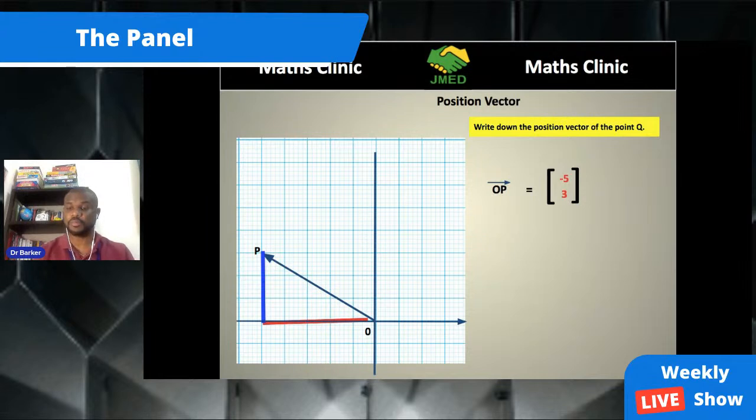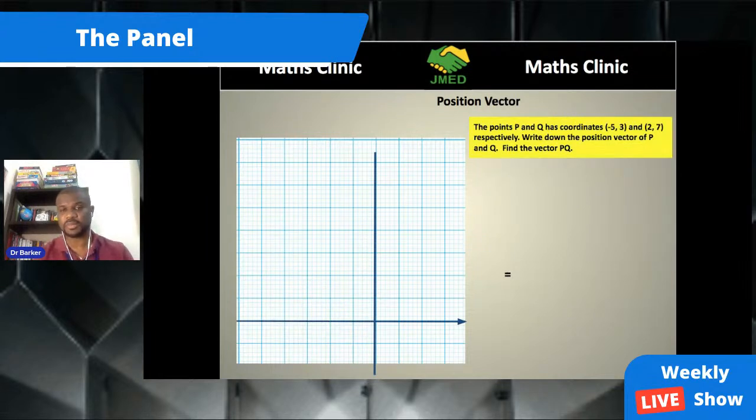So let's look at this example. The points P and Q have coordinates minus 5, 3 and 2, 7, respectively. Respectively just means that's the order, meaning P is the first one and Q is the second one. Write down the position vector of P and Q and then find the vector PQ. Let's have a look at this one. For P, we can put down minus 5, 3.